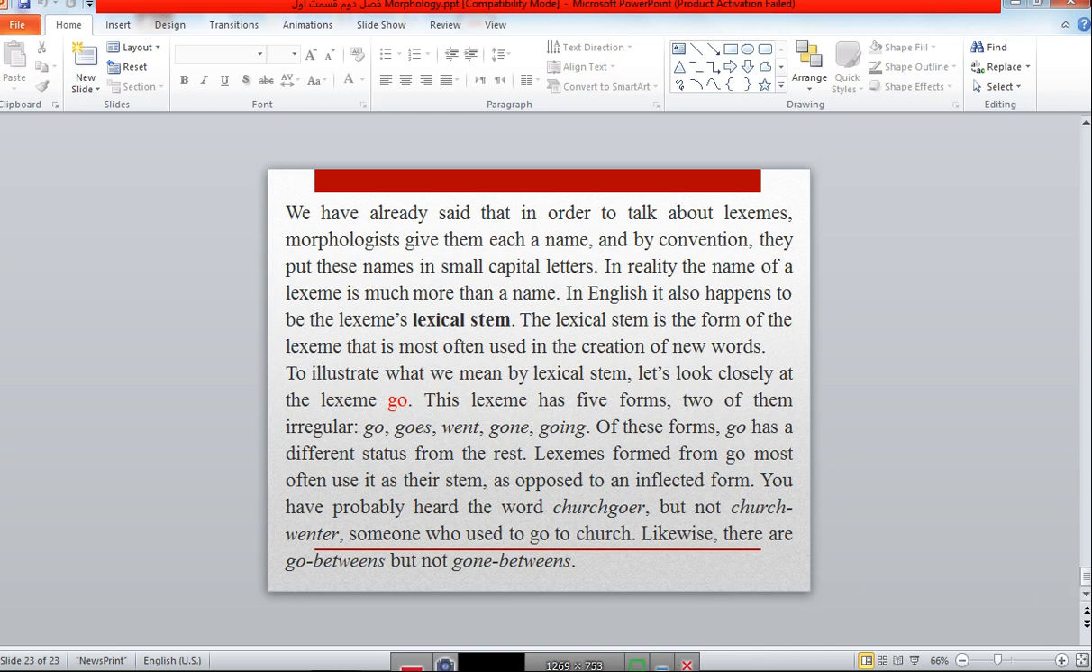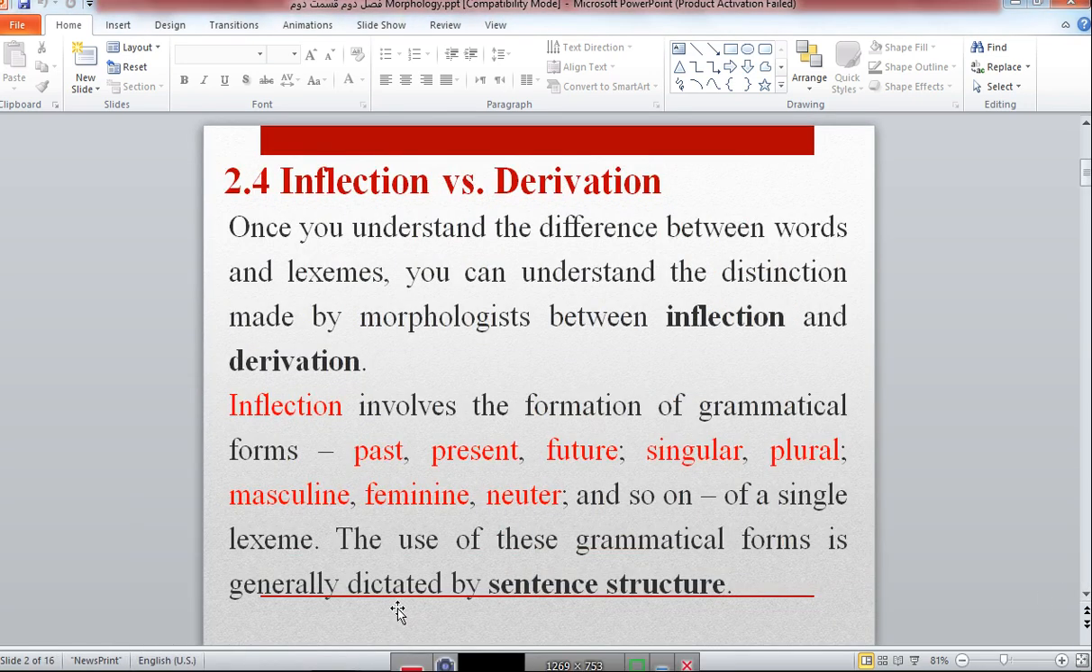Likewise, there is go-between, but not gone-between. Okay, you see? So, it would be a mistake to overgeneralize and say that the lexical stem is always used in creating new words. We have some exceptions, compounds in which we use other forms of the word. We could, for example, use the word went-between and people would understand it. A quick glance at the dictionary reveals forms, for example, going over, going on, derived from the past and present participles gone and going. The last 2 examples are phrasal items.